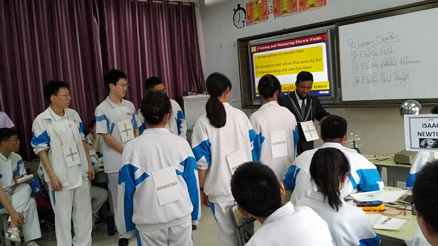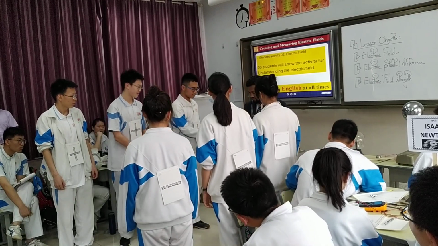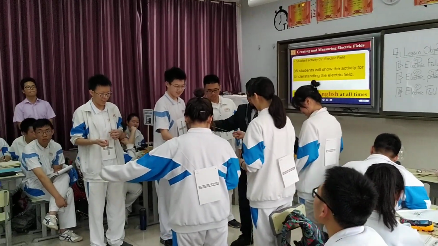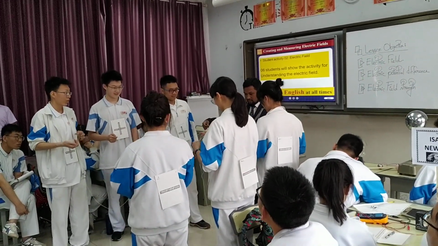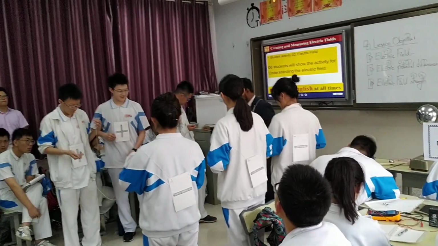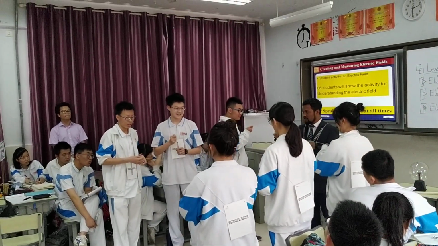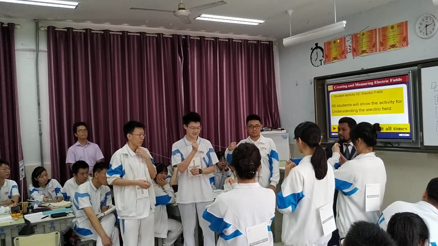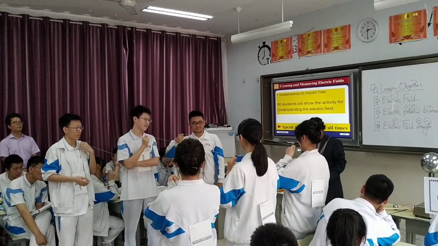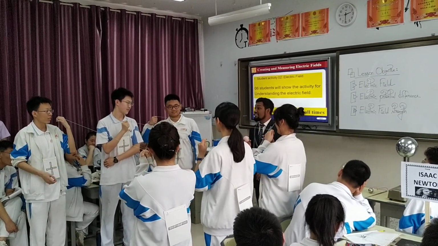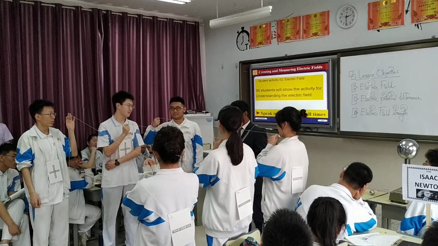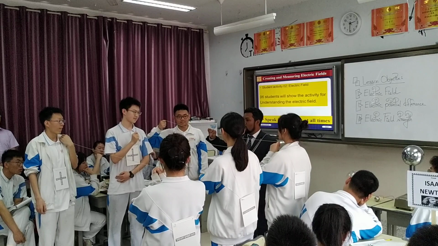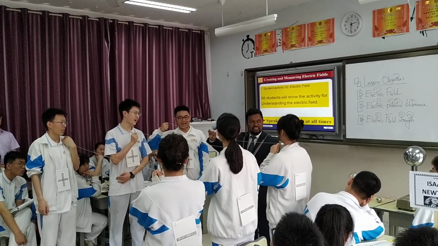Now I can draw these lines. Can you hold one from here, one to one? Make it straight, make it parallel. Make all these three lines parallel. Now we can call this a uniform electric field. And these are the electric field lines.